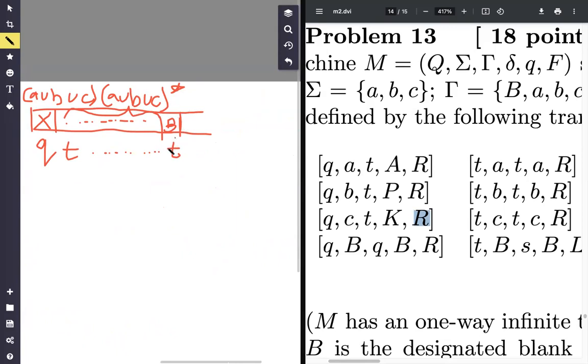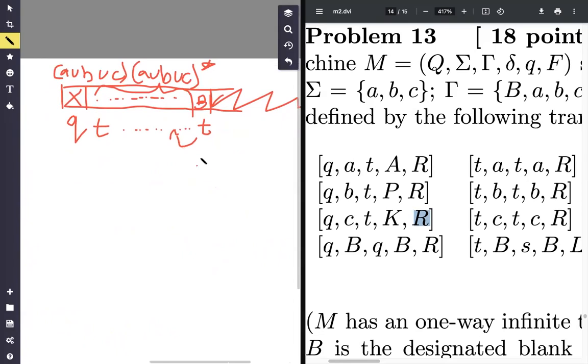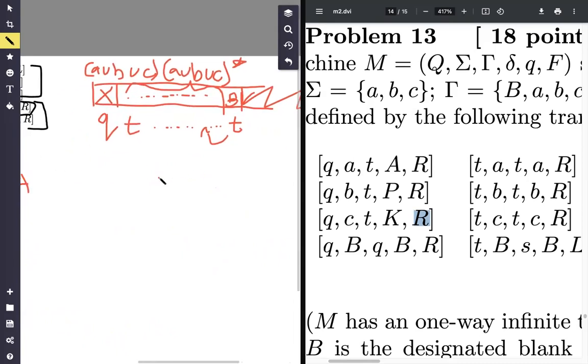Okay. So if we're in state T and we saw a blank and we moved left, we know this is the end of our string. There's nothing else that comes after here. But we can narrow down exactly what was in this A or B or C star. That's what the rest of these states are for.